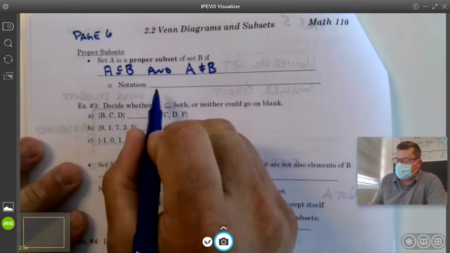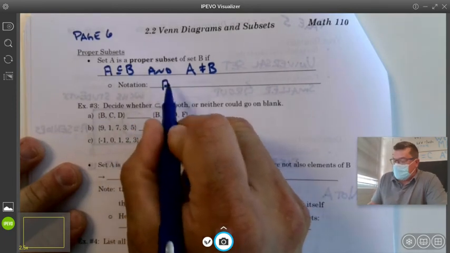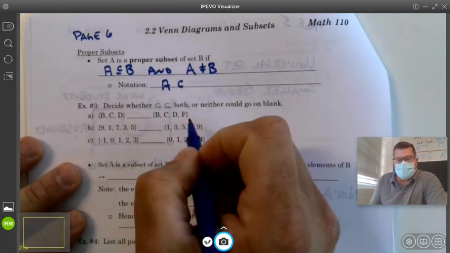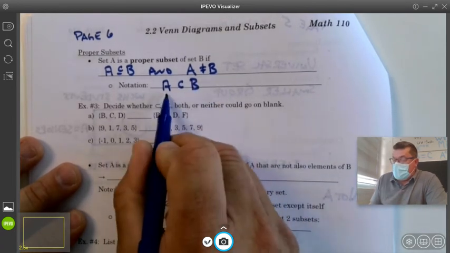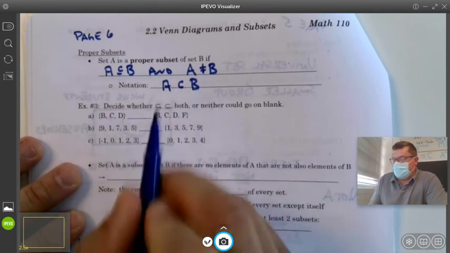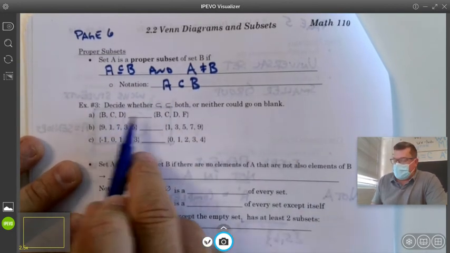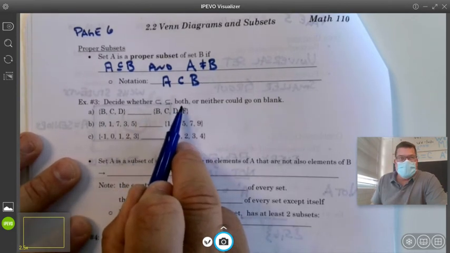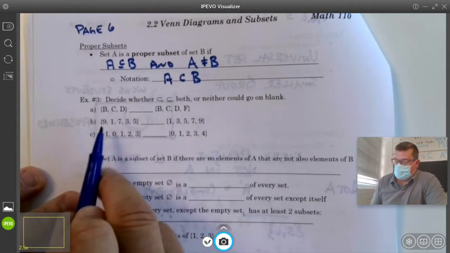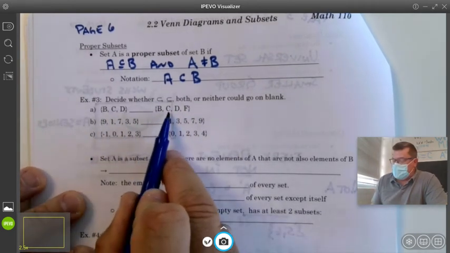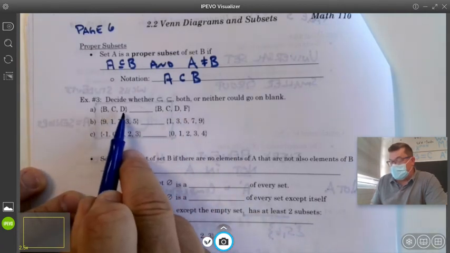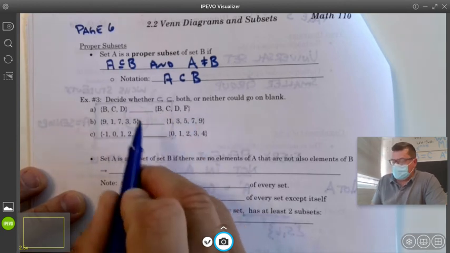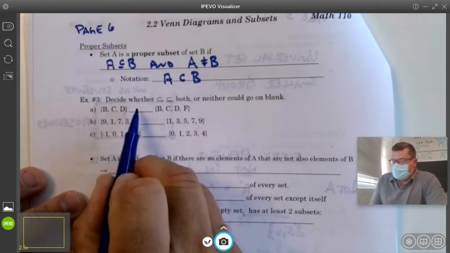The notation for proper subset is just the letter C. It's supposed to be a U pushed over to its side. So A is a proper subset of B. Now we have to decide whether it's a proper subset or a subset or both, and maybe it's neither. B, C, D are all the elements from A, also elements of B. Yep. So it's a subset.